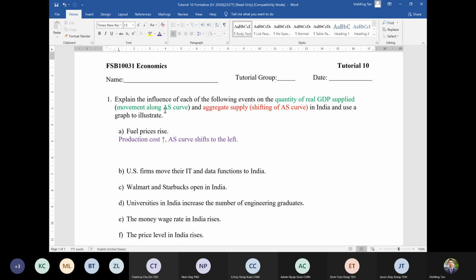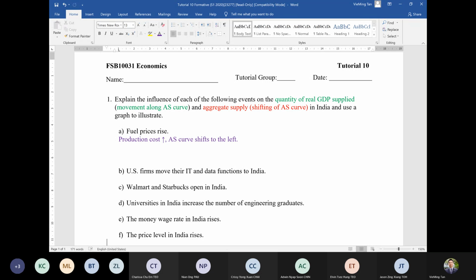So this will move along the AS supply curve outward, right? Outward because the price level, that means the product price, and generally the products and services price is increasing. That means it seems to be more profitable to offer the products in the market now. So this will encourage the suppliers to produce more. As a result, this will move along the AS curve outward.